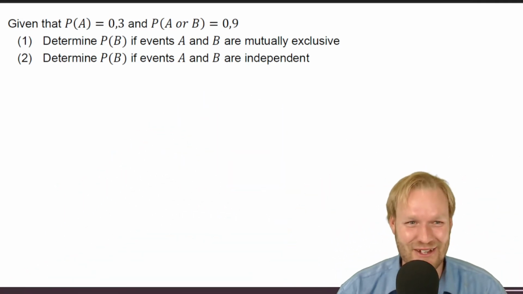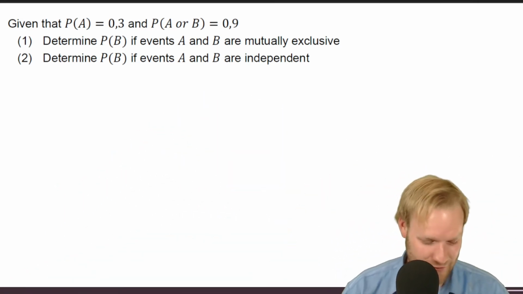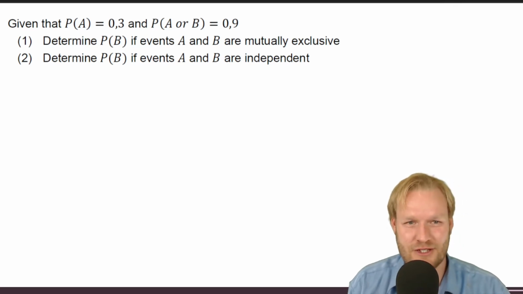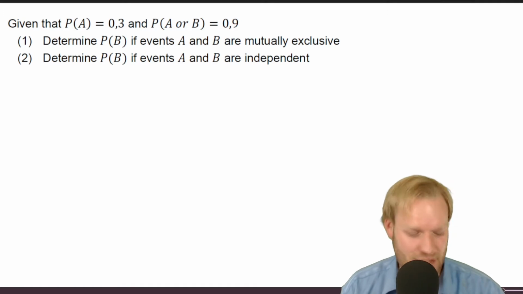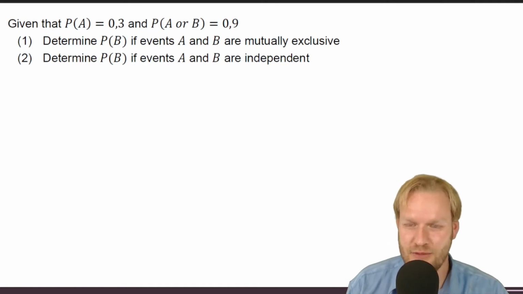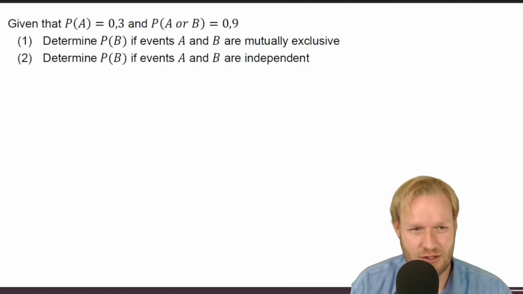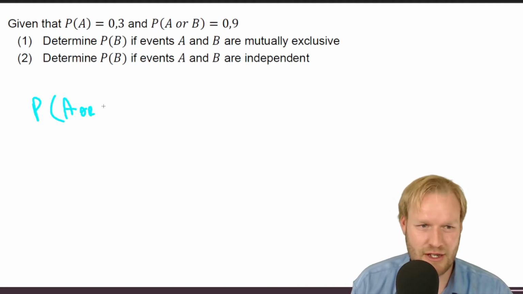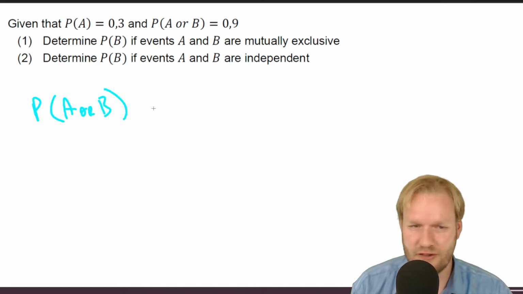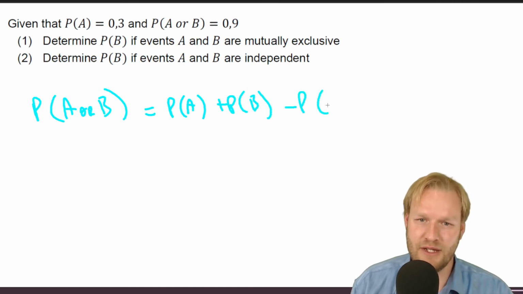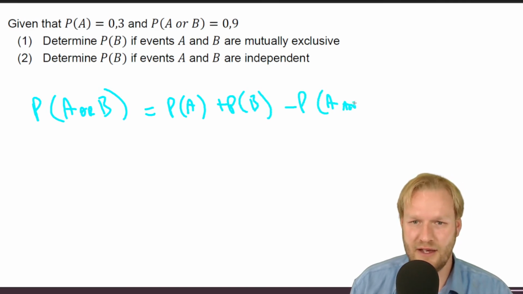For this question, we're really just relying on one formula. So let's go for it here. If P(A) equals 0,3 and P(A or B) is 0,9, determine P(B), the probability of B, if events A and B are mutually exclusive. So we've got this formula that we looked at on the first page, and you'll see it in the formula sheet: P(A or B) equals P(A) plus P(B) minus P(A and B).